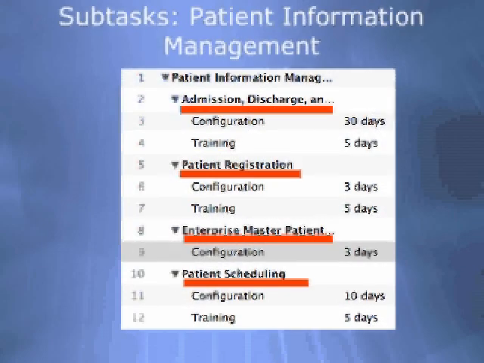I will now describe the subtasks for each of the major tasks indicated previously. Here's a list of the subtasks for patient information management. Each subtask throughout this presentation will be underlined in red. This list also indicates the length of time it will take for each subsequent task for each subtask. In this list, configuration and training are the subsequent tasks of each subtask.